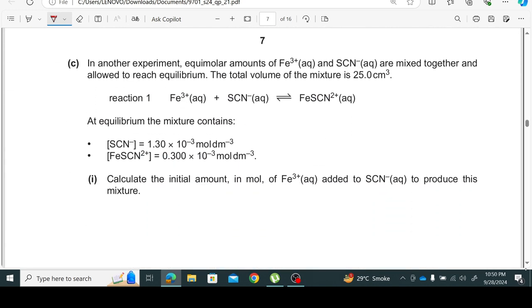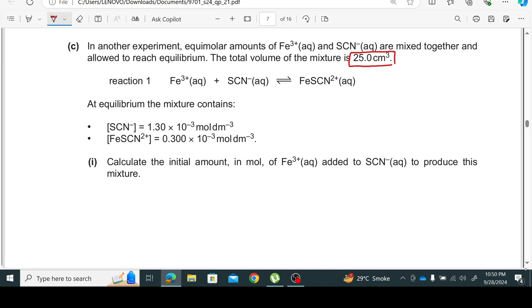In another experiment, equimolar amounts of iron 3 positive and SCN negative are mixed together and allowed to reach equilibrium. The total volume of the mixture is 25 cm3. At equilibrium, calculate the initial amounts. So now we have to find their initial amounts. You have to know this volume, it is given as 25 cm3. Everything is in a 1:1 ratio.